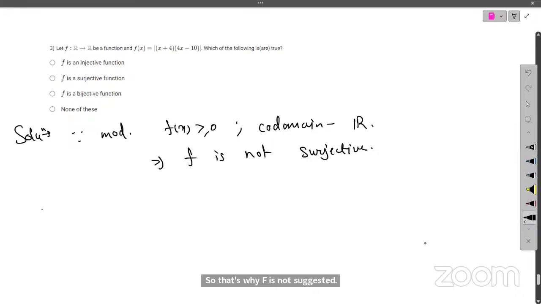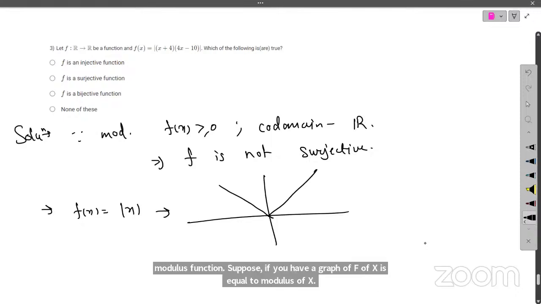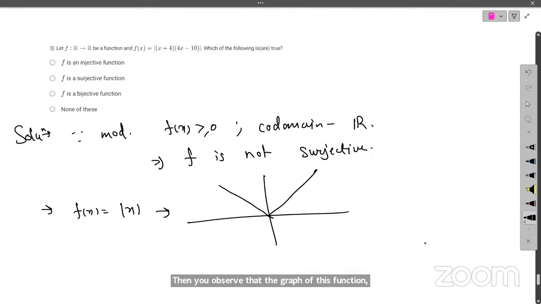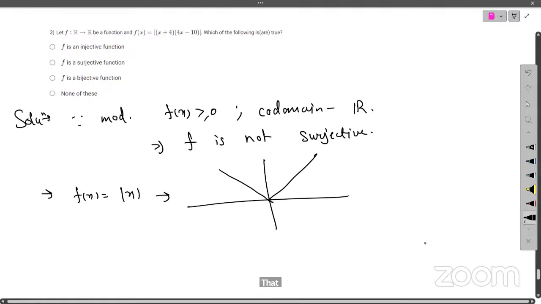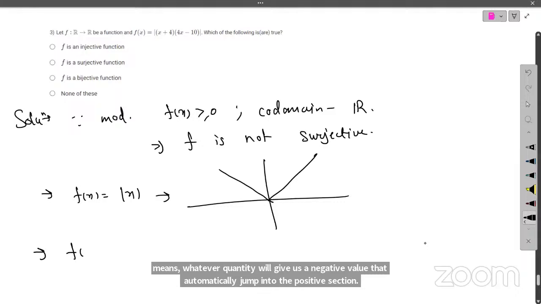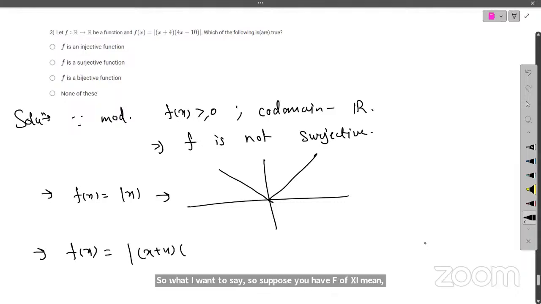Now for injectivity, I observe that again f is a modulus function. If you have the graph of f of x equals modulus of x, then you observe that the graph of this function looks like this. That means whatever quantity gives us a negative value automatically jumps into the positive section. So suppose you have f of x equals modulus of (x plus 4) into (4x minus 10), right?